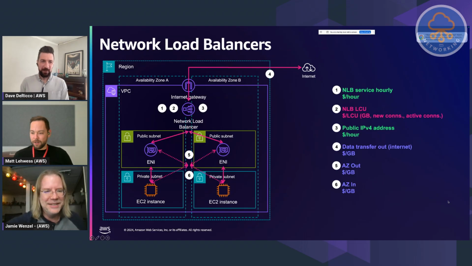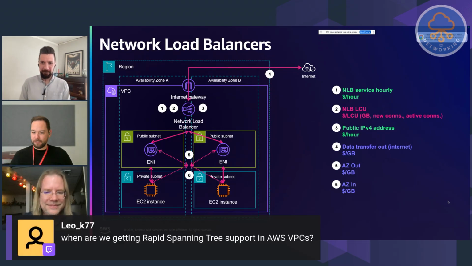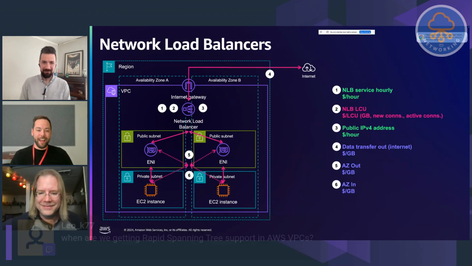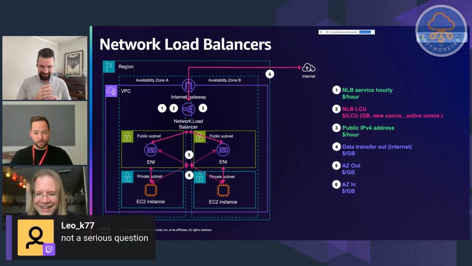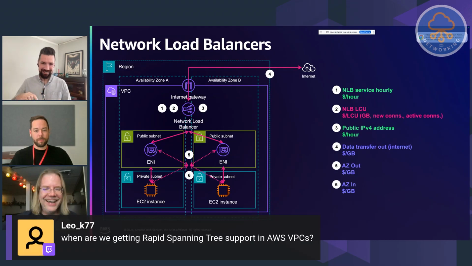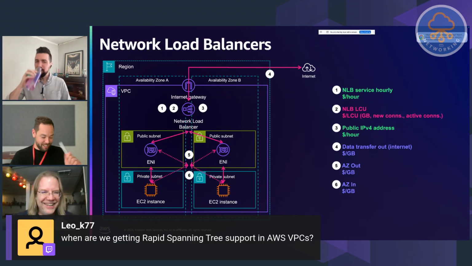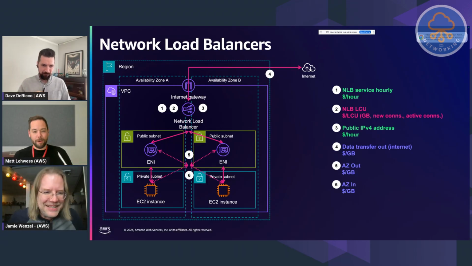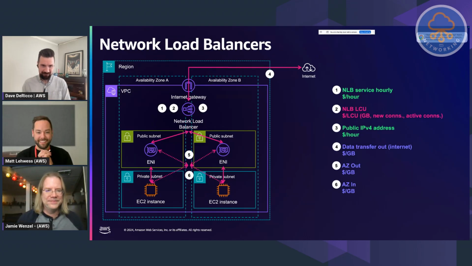Well, there is a question here from Leo. He said, not a serious question, but when will we be getting rapid spanning tree support in AWS VPCs? Leo, why do you hate me so much? I just want to say one thing here, that we don't talk about roadmap on this show, but let's see what happens at re:Invent this year.